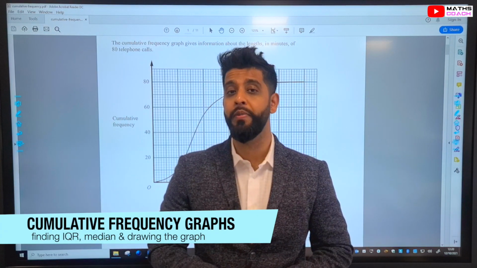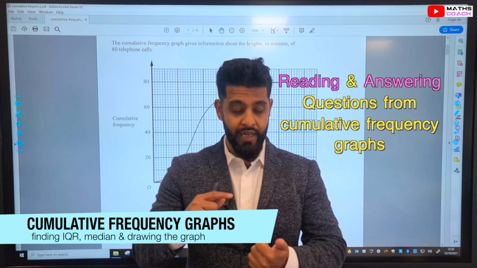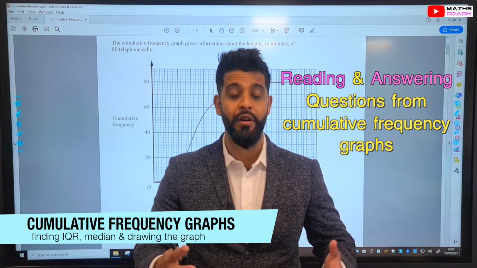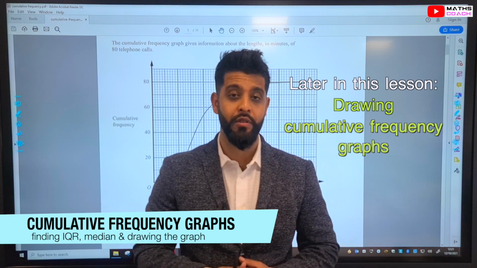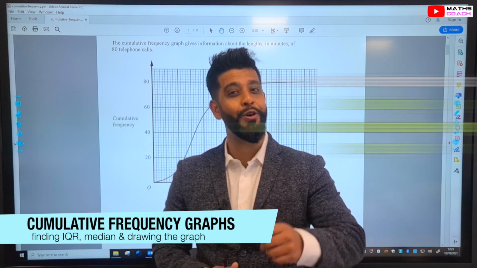In this lesson, we will be exploring two things: how to read cumulative frequency graphs and find things like the median, the interquartile range, and also answer some questions maybe around percentages. And later on in this lesson, we'll be looking at drawing our own cumulative frequency graph from the table and also finding those various things. So stay tuned.